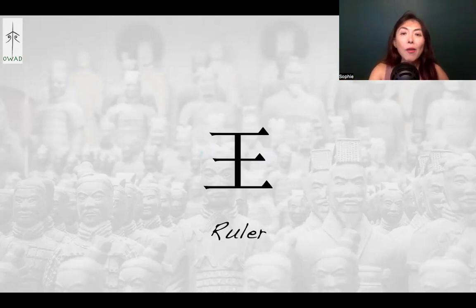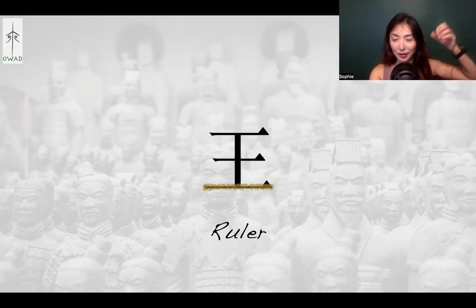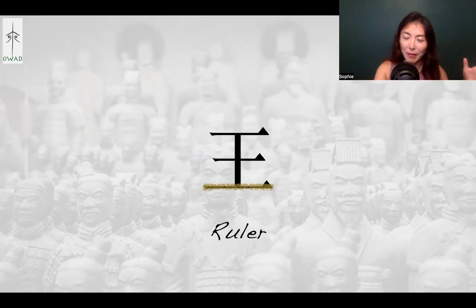Okay, Wang, ruler. This one has the ground at the ground level finally, so there's no confusion over there. The top simply is the visual cue of who is the top leader of this clan with this decorated staff. So I'm using this air staff shape.